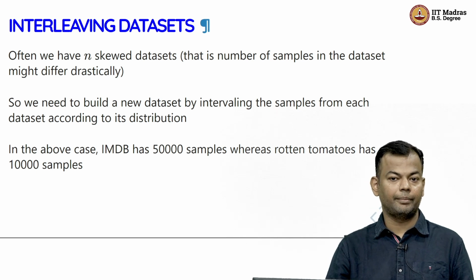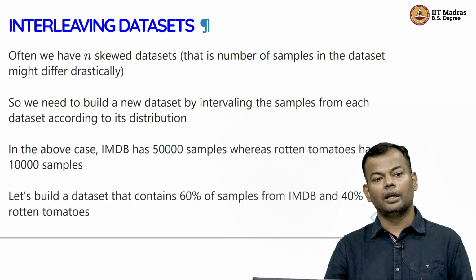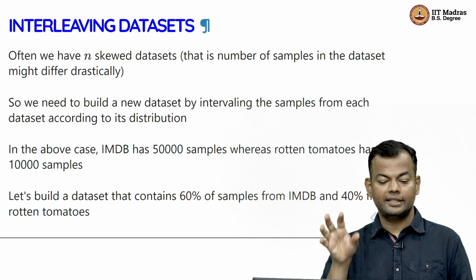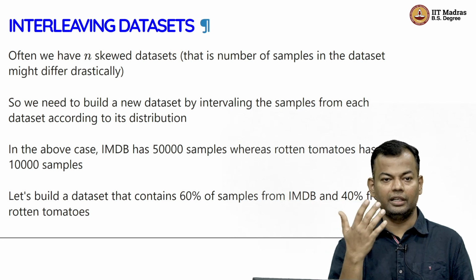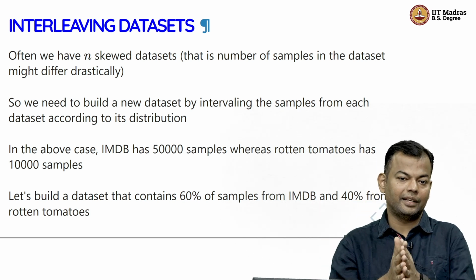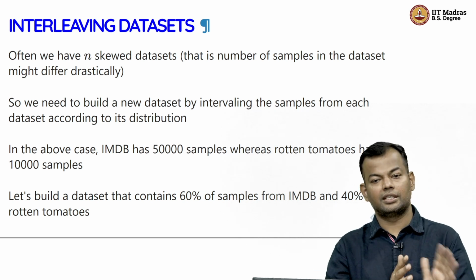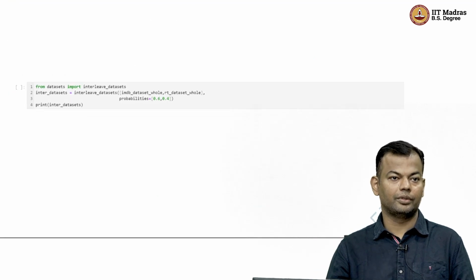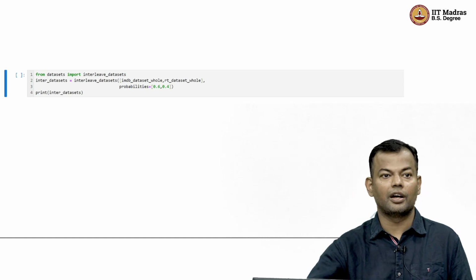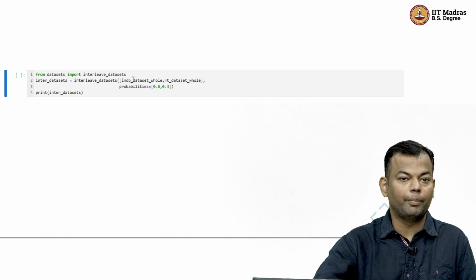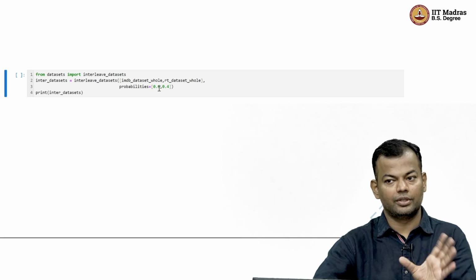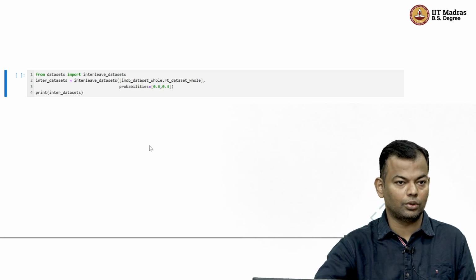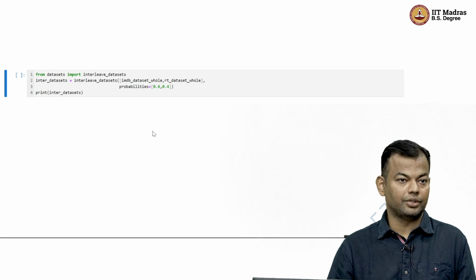So IMDb has 50,000 samples and Rotten Tomatoes has 10,000 samples. Now we'll build a new dataset that contains 60% of samples from IMDb and 40% from Rotten Tomatoes, right? So although the original distribution was different, we want to create a combined dataset such that the proportion of samples there is 60% from IMDb and 40% from Rotten Tomatoes. So now we are going to use this function called interleave datasets. Again, we are going to pass the two datasets that we want to merge and interleave, and we are going to say that the first dataset should have a 60% quota, and the second dataset should have a 40% quota. Now let's see what happens when we merge it.